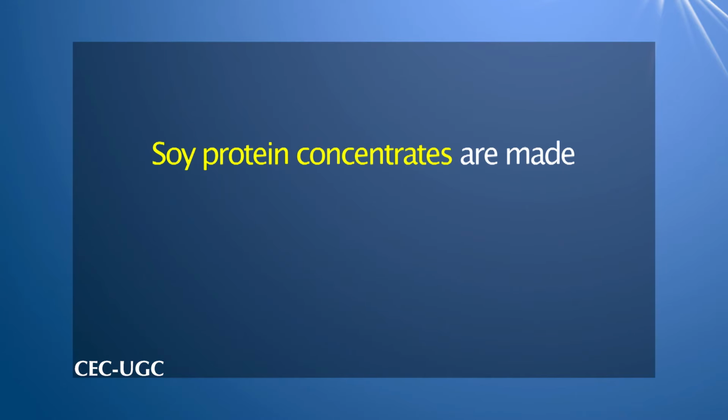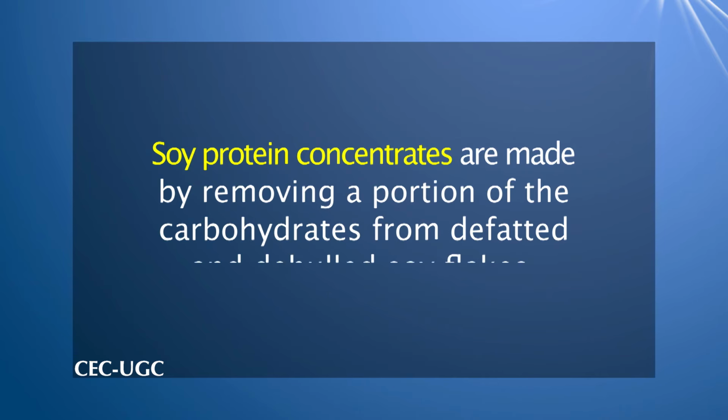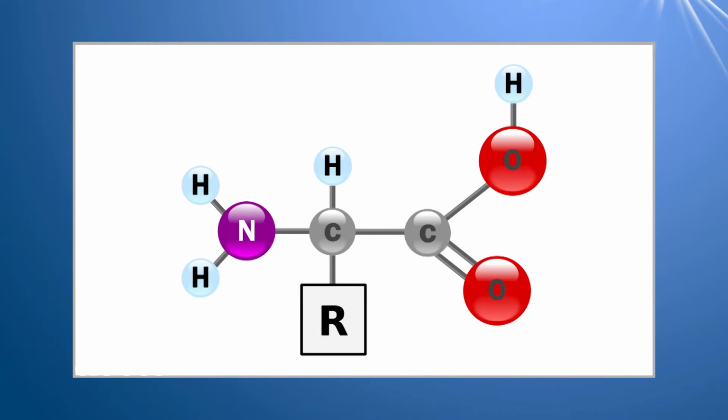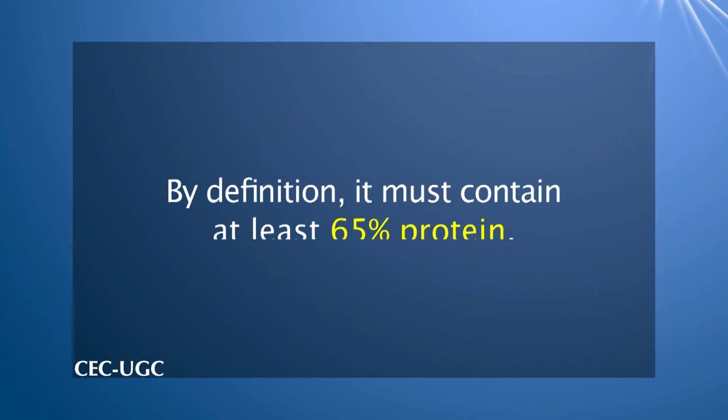Soy protein concentrates are made by removing a portion of the carbohydrates from defatted and dehulled soy flakes. Concentrates are a highly digestible source of amino acids that retain most of the bean's dietary fiber. By definition, it must contain at least 65% protein.